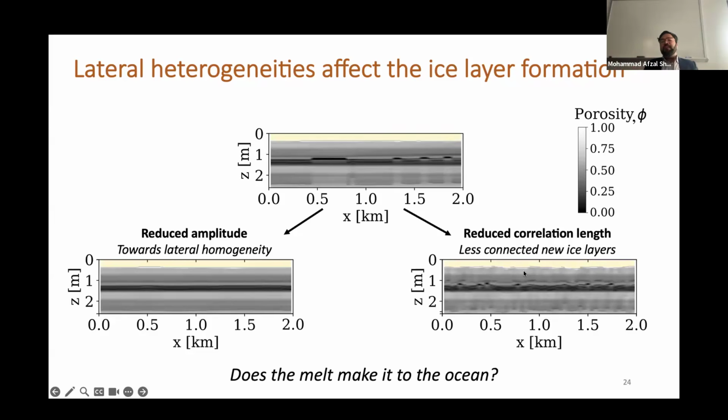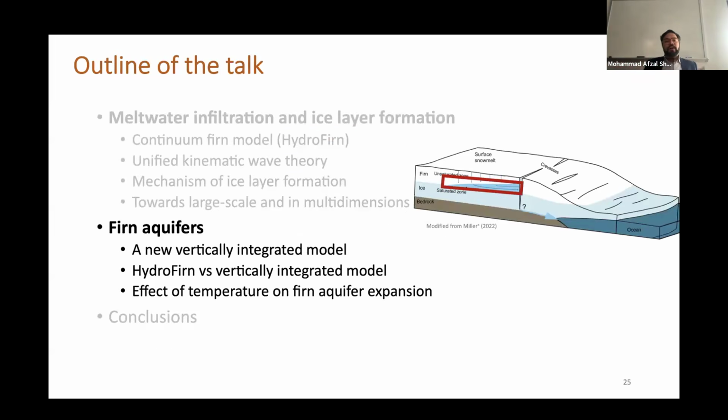Ultimately, I'm interested in, does the melt make it to the ocean or not? And these sort of profiles help us understand why field measurements are important to understand the lateral homogeneity and heterogeneity of these ice layers. So this brings me to the next part where the melt has percolated deeper into this saturated zone we call firn aquifer.